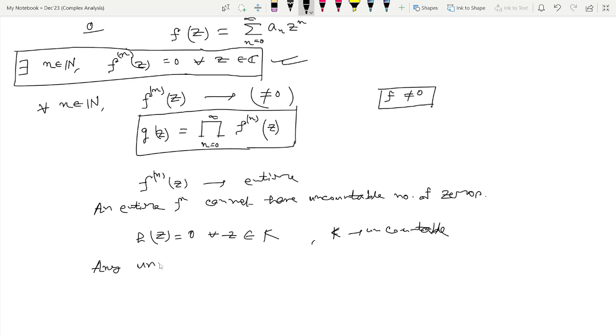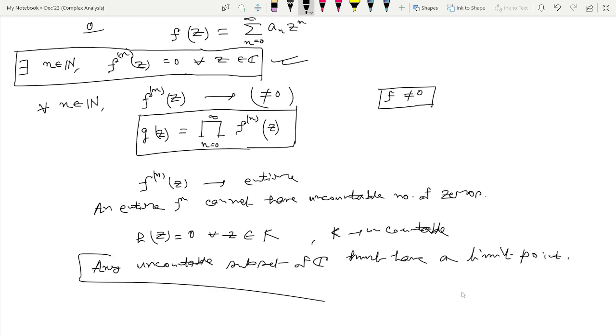Any uncountable subset of C must have a limit point. So this result, we are not going to prove. In a very easy way we can prove this result.